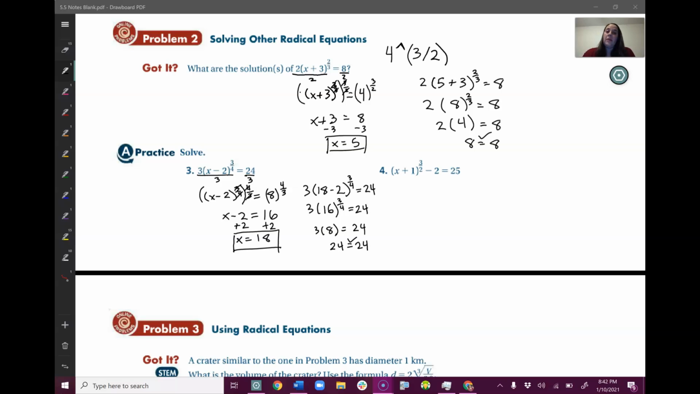And then remember, we need to plug it back in to make sure it's correct. So plug it back into this original. 18 minus 2 is 16. 16 to the 3/4, just plug into your calculator, is 8. 3 times 8 equals 24. So check. That works out.